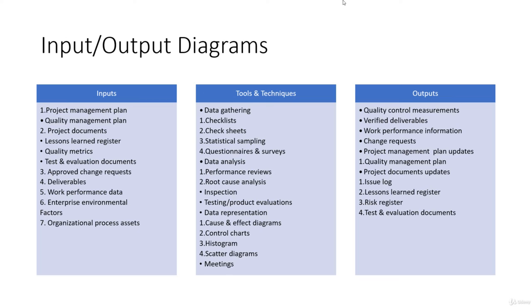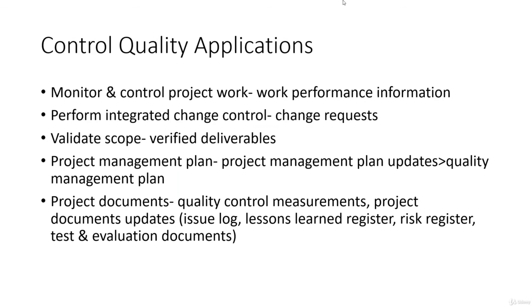For output, we have quality control measurements, verified deliverables, work performance information, change requests, project management plan updates. The quality management plan will have updates. Then the project document updates like issue log, lessons learned register, risk register, test and evaluation documents. And it is widely used as far as application is concerned.